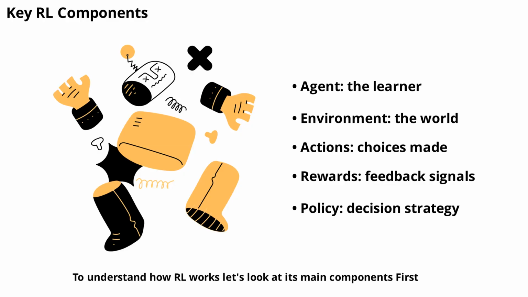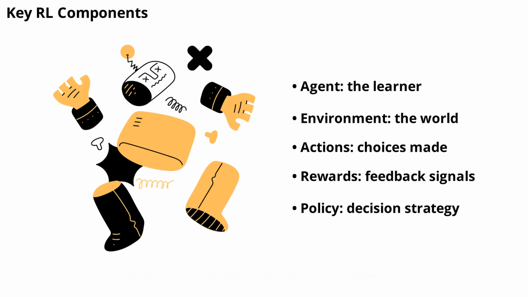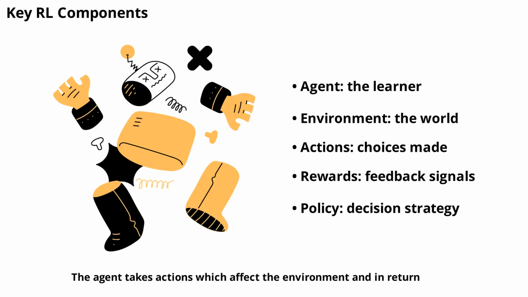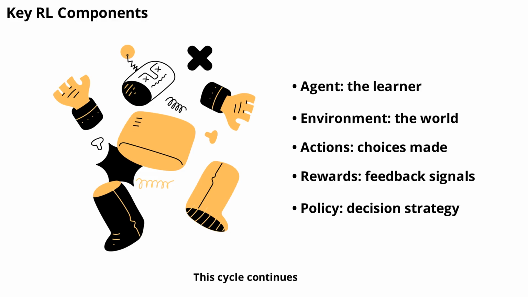To understand how RL works, let's look at its main components. First, there's the agent, which is the learner or decision-maker. Next, the environment is everything the agent interacts with. The agent takes actions, which affect the environment, and in return, the environment provides feedback in the form of rewards or penalties. This cycle continues, allowing the agent to learn which actions yield the best outcomes. States represent the current situation the agent is in, and policies are the strategies the agent uses to decide what action to take in each state.